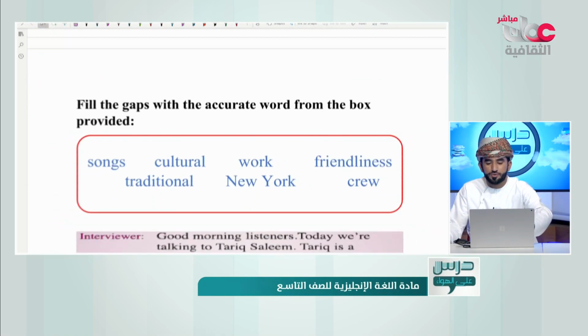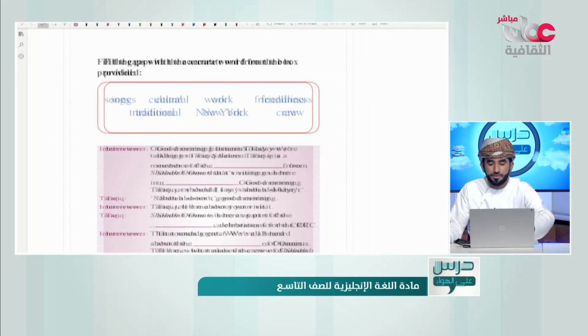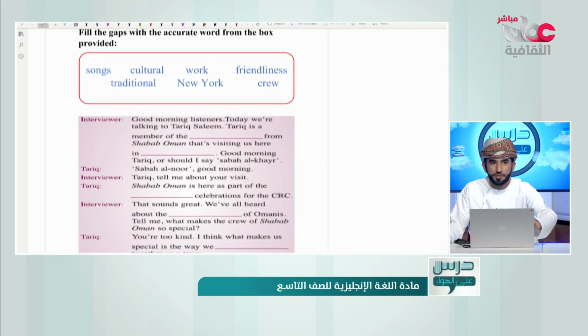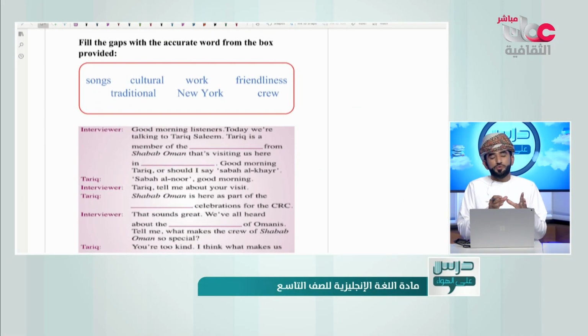Okay, now let's go to this one. Now, let me tell you something about this one. Do you remember that I've told you something about the fill-in gap task? You've got all of those words in front of you: songs, cultural, work, friendliness, traditional, New York, and then the last one is what? Crew. Exactly. So all of those words, what should we do? Very nice. All of you know that we have to use all of those words to fill the blanks with the suitable word.